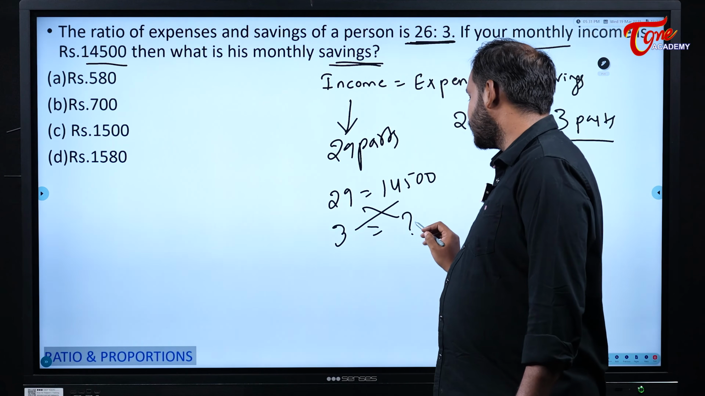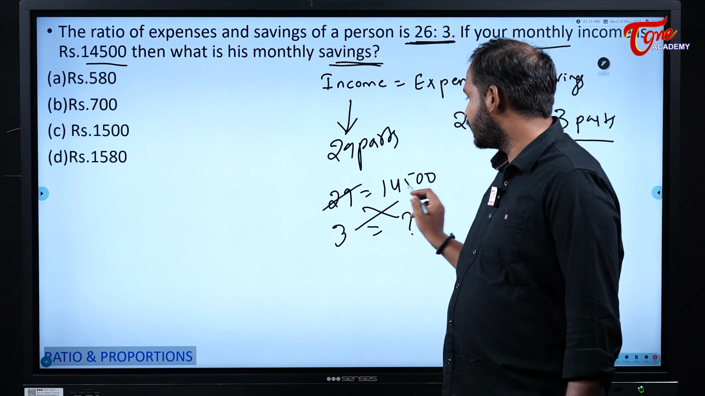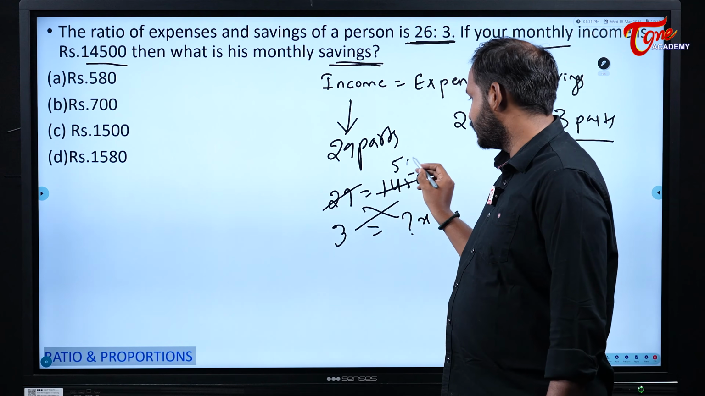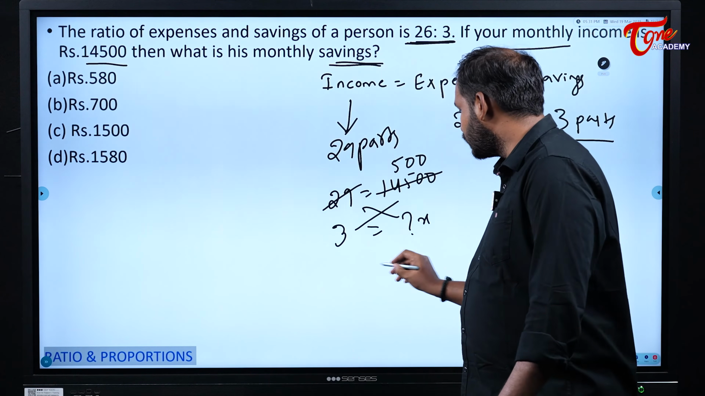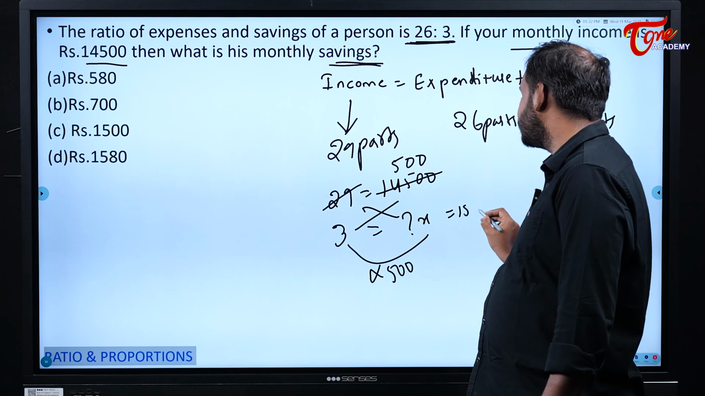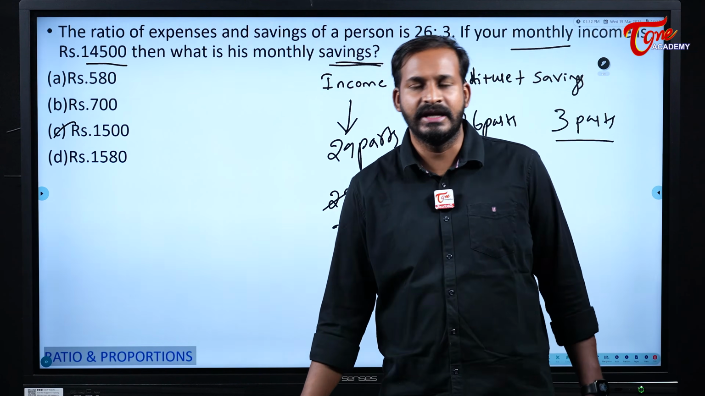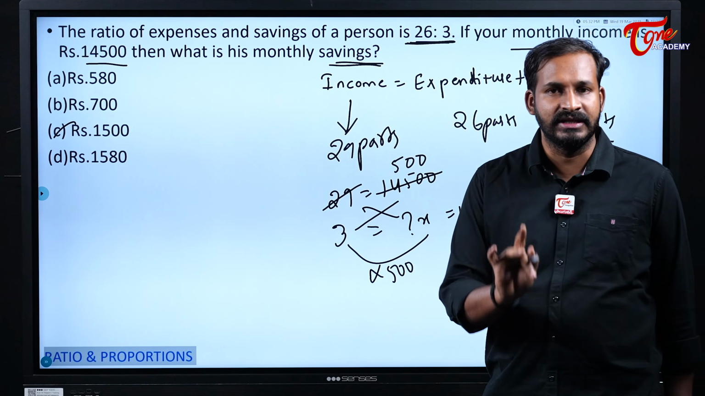Consider this as x and cross multiply, or else if you are really good you can cancel it directly. 29 ones to 29 500s. So similarly here also multiply with 500. So his savings becomes 1500. So the answer is 1500. Or else take it as x and simply cross multiply, you will get the same answer.